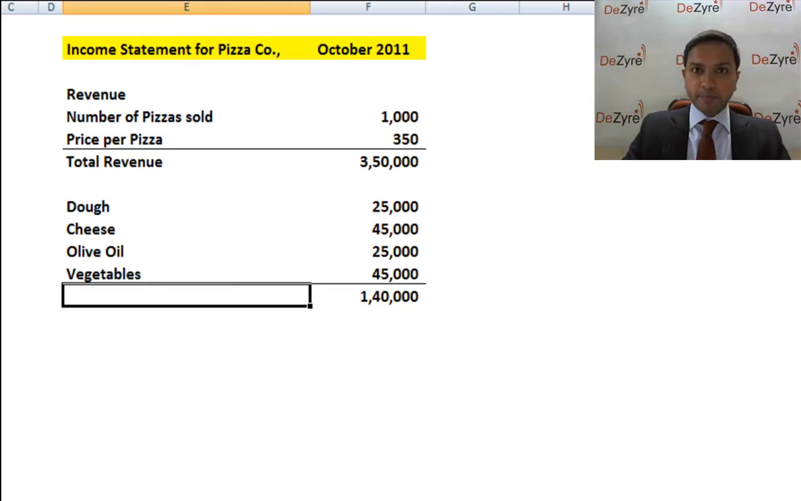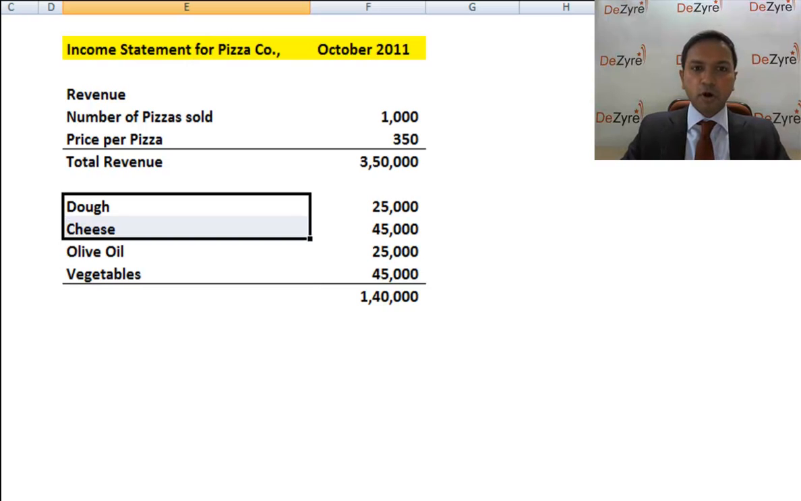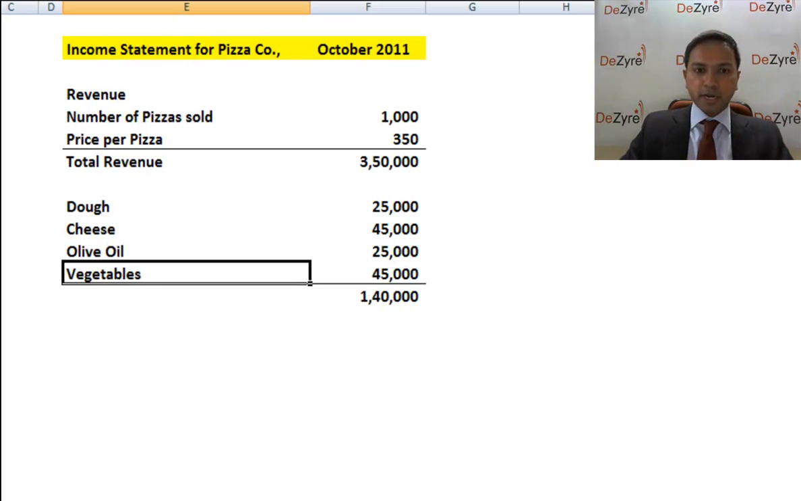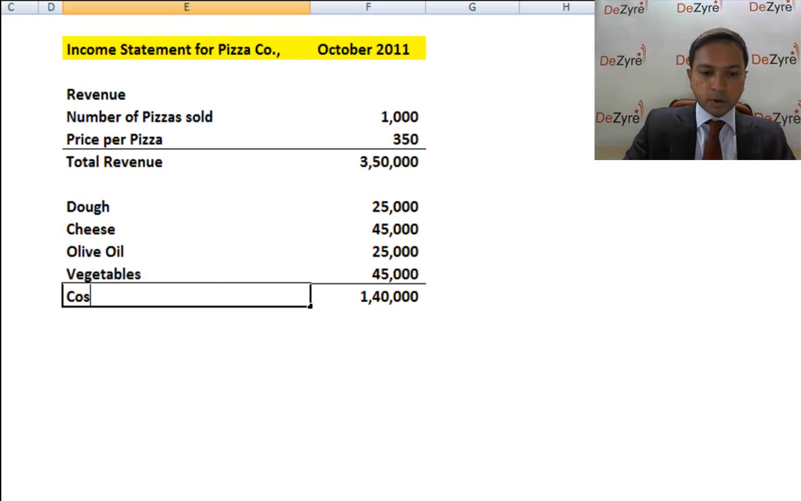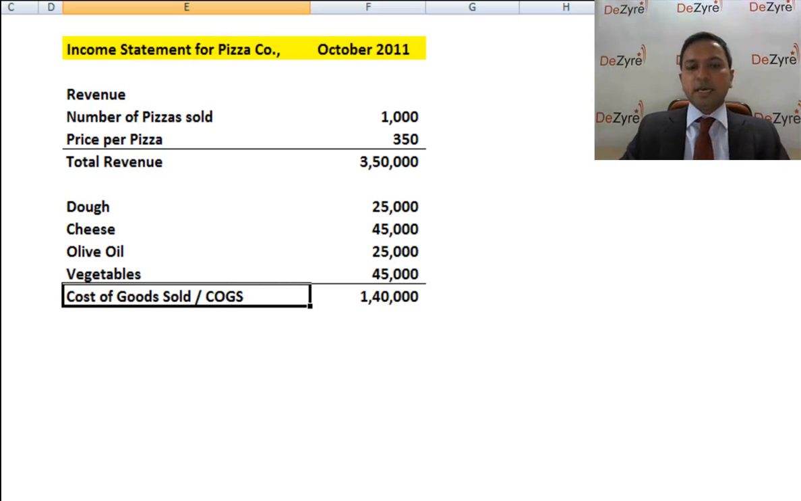Now, there is a specific name in finance for the ingredients that are involved in making a product, and that is called cost of goods sold, or otherwise in a short form it's called COGS. Now, COGS is the first type of expense, which indicates all the components or the ingredients that go into making your pizza.